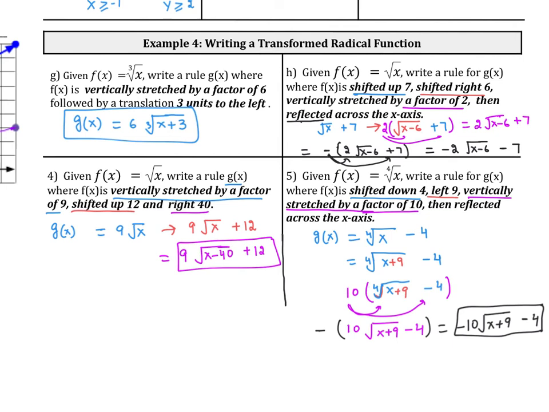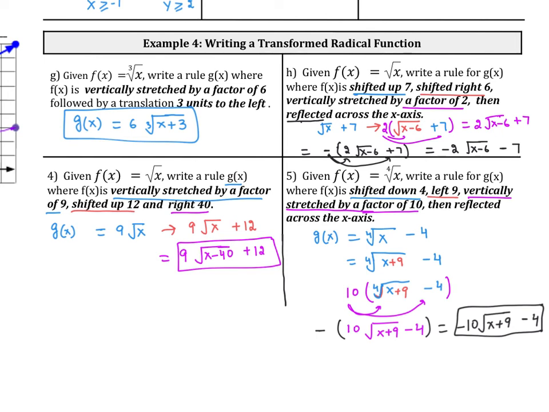For number 4, you're going to write a g(x) where f(x) is vertically stretched by a factor of 9. So the first step is times 9. Shifted up 12 units, so plus 12 on the outside of the function, and then right 40. Right 40 means that you have to subtract 40 inside the function. So 9 times square root of x minus 40, plus 12.